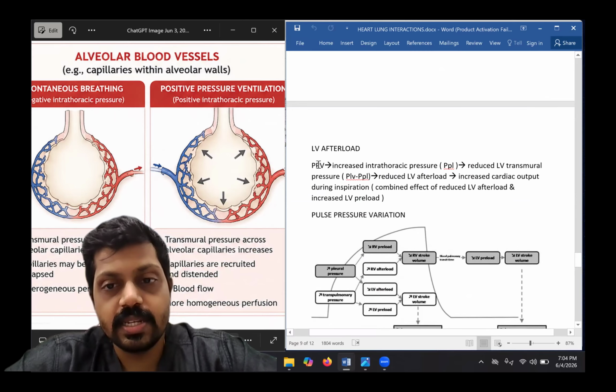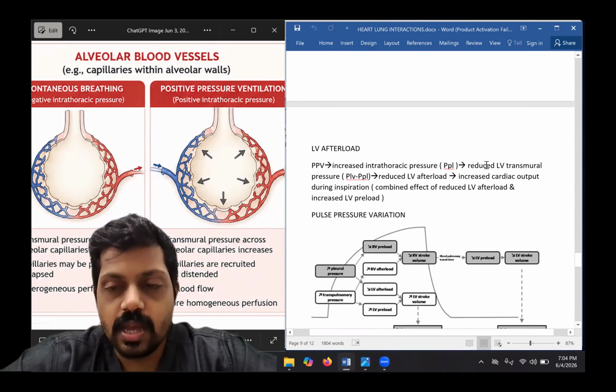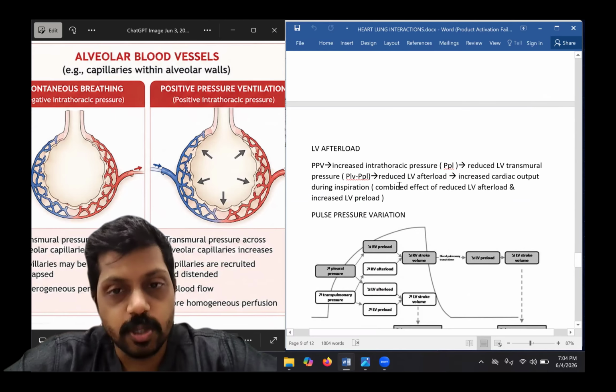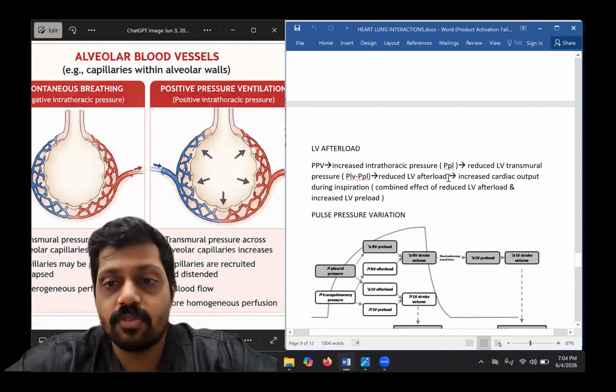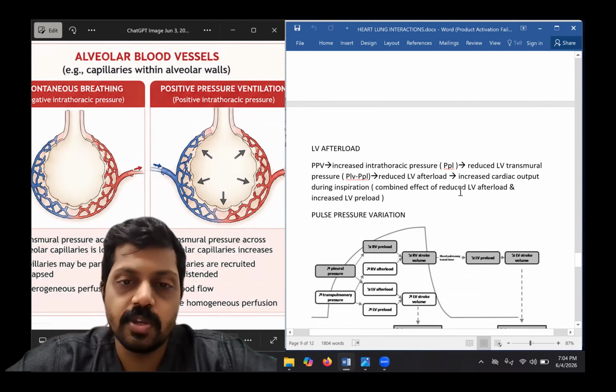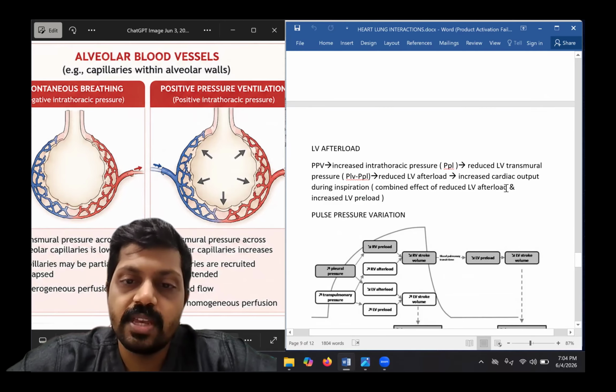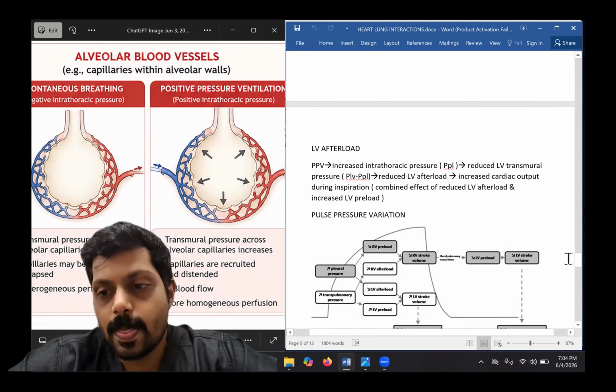Positive pressure ventilation increases intrathoracic pressure, and the transmural LV pressure is reduced. What is the formula? Left ventricular pressure minus intrapleural pressure. The intrapleural pressure is getting high, so this difference will be reduced, so left ventricular afterload is reduced. Increased cardiac output during inspiration is because of the combined effects of reduced LV afterload and increased LV preload.